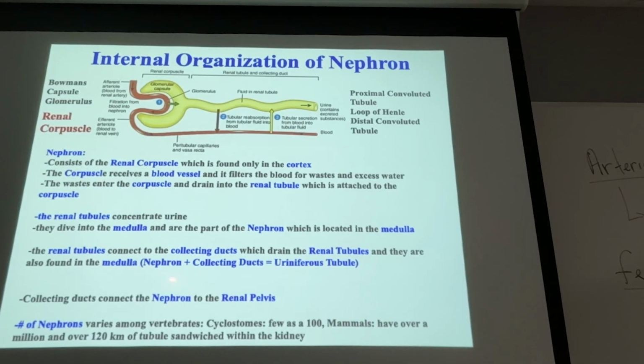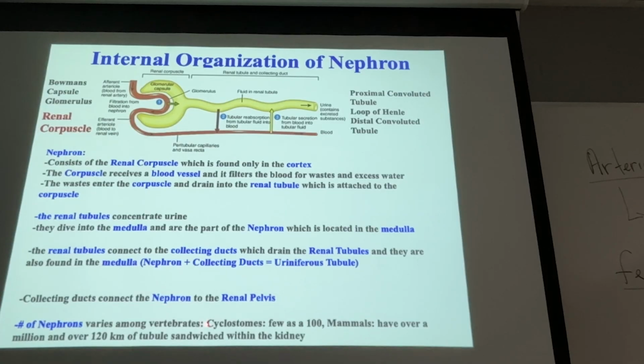So as you can see down here, as I've already mentioned, this is a nephron. A nephron consists of two parts, the part that does the filtration and the part that does the reabsorption and secretion. So you have the renal corpuscle and the renal tubule. And uriniferous tubules are nephrons plus their collecting ducts.